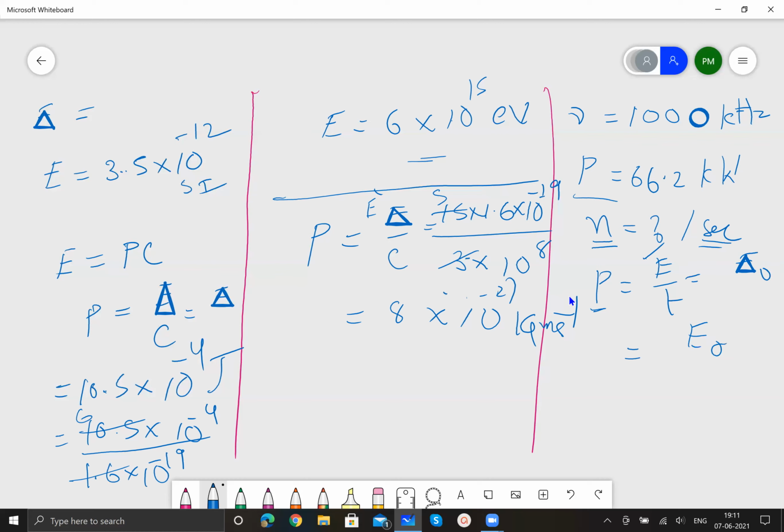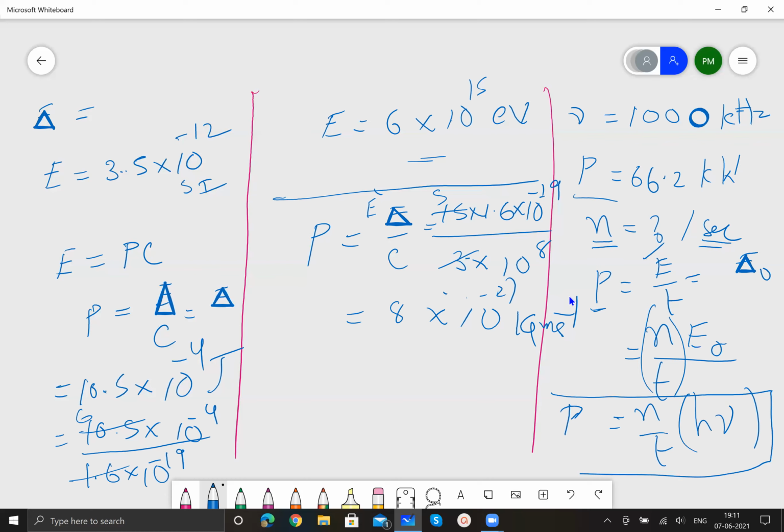How many photons are released? N number of photons, sir. In how much time? 1 second, sir. So it should be n by t into E naught, correct? Yes, sir. Then what is E naught? h nu. Yes, this is the formula for power in terms of number of photons per second.